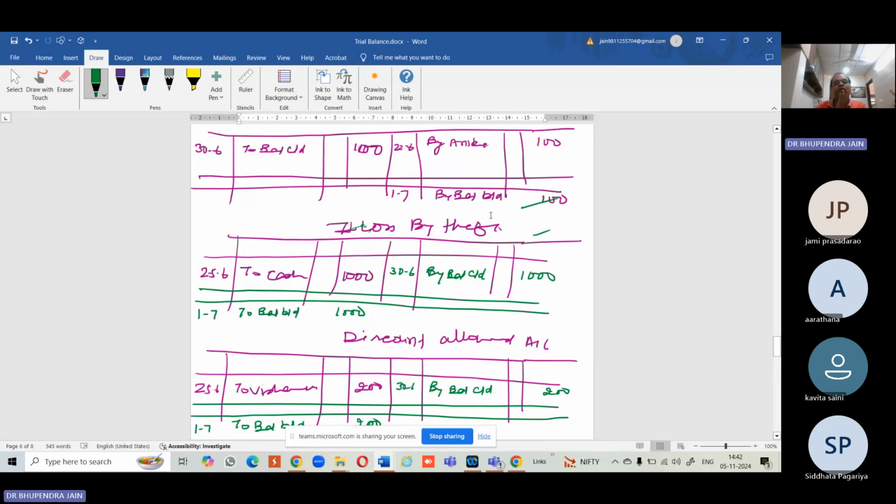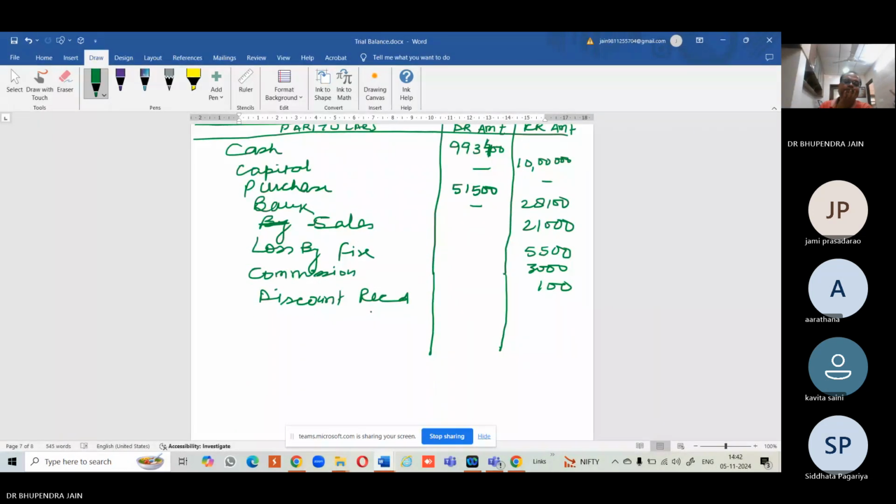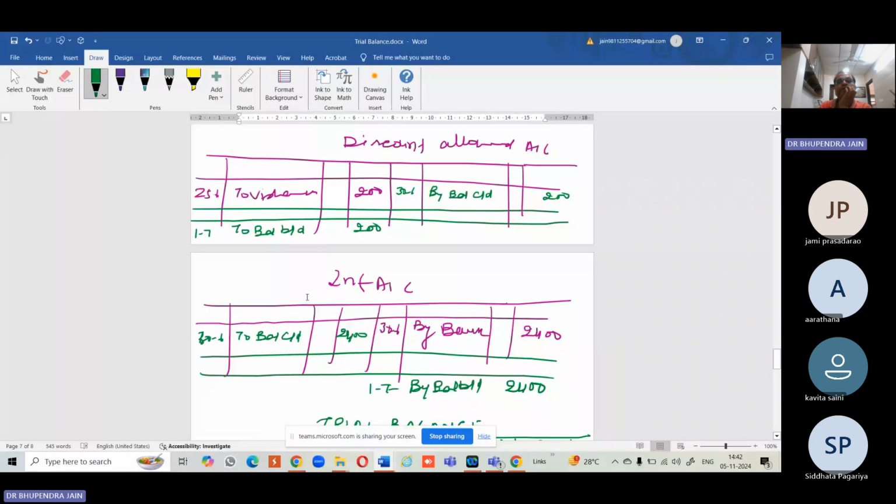After the discount received, now the next is the loss by theft, and the balance is debit. The loss by theft is the expenses or losses. Loss by theft 1000. Clear?